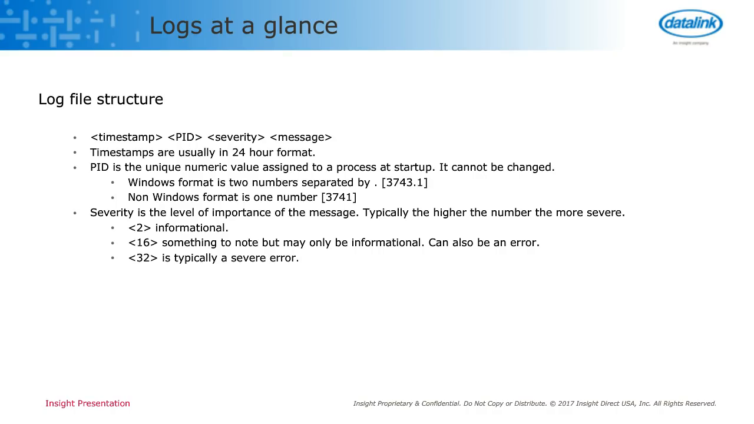And again, the severities, you'll see these are just some common. There are some others that you'll find as you're troubleshooting. And as you start to dig into these logs, they'll start to stand out even more to you. But as a general rule of thumb, 2 is an informational. 16 is something to note, but it may be an error. It may not be. If it's an error, it's usually a high level, like a final result code. 32 is typically a severe error, file system error, a process that crashed out, things like that.